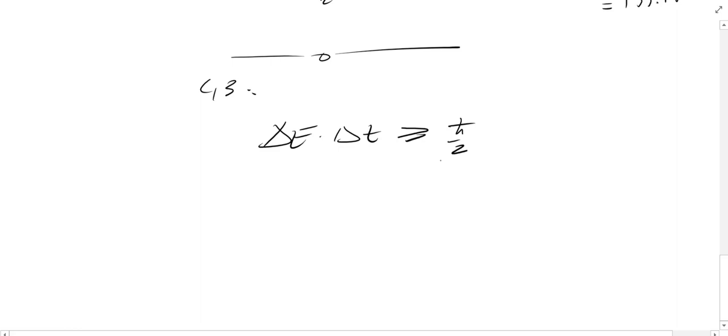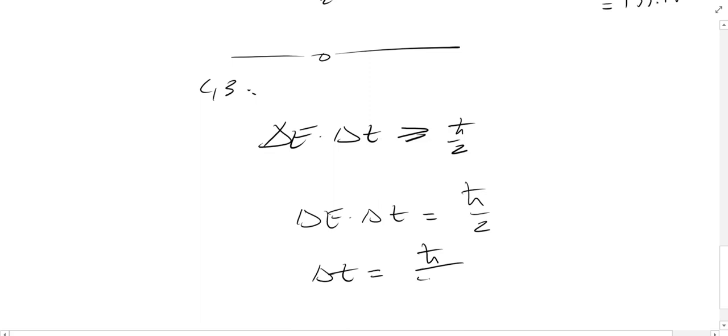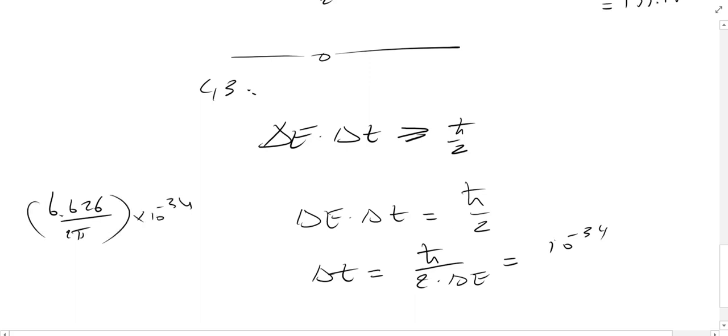Okay. So actually the order of magnitude is h bar over 2. So delta E times delta T is h bar over 2. So from here we're going to get the time, the life for this particle, is going to be h bar over 2 times delta E. And h bar is 6.626 divided by 2 pi, times 10 to the negative 34, divided by 2 times delta E. And delta E is given in here.